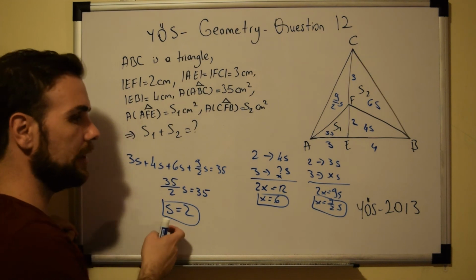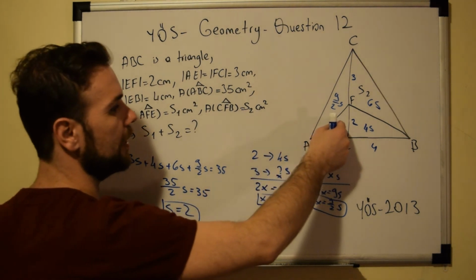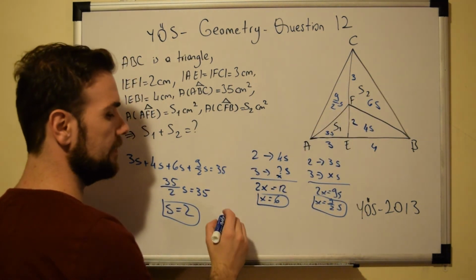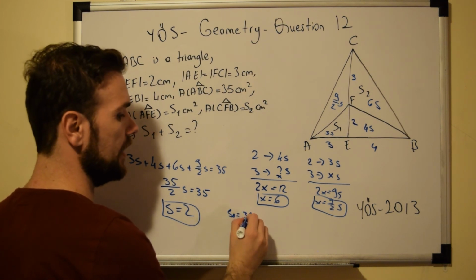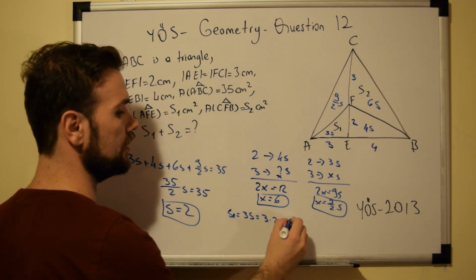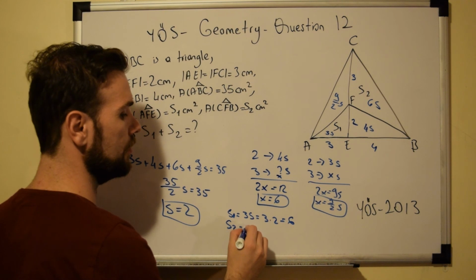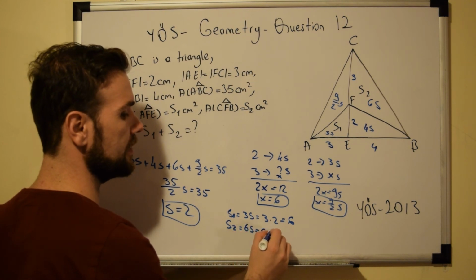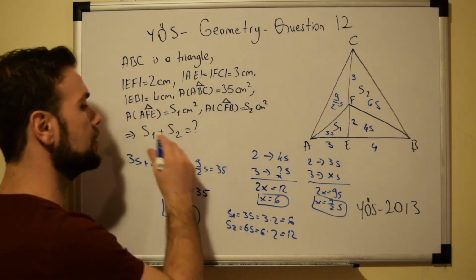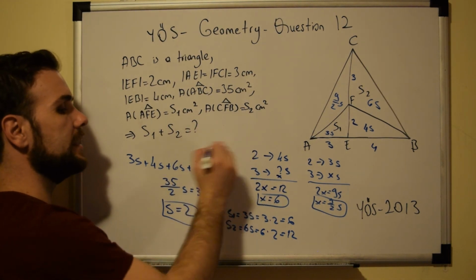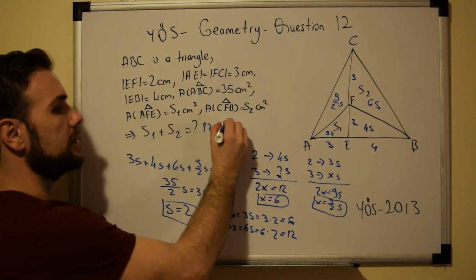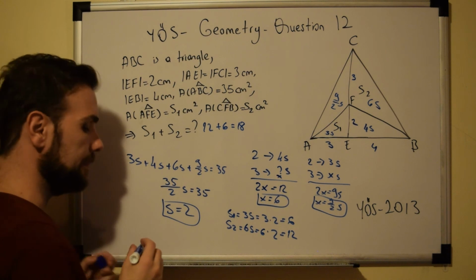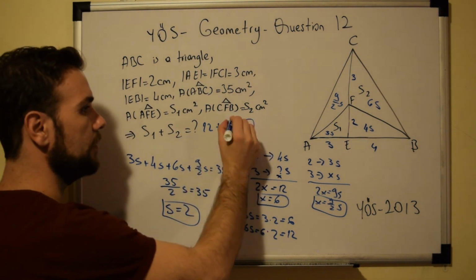Now that we found the value of s, we can easily find the value of S1 and S2. What is the value of S1? It is 3s, which is equal to 3 times 2, which is equal to 6. S2 is equal to 6s, which is equal to 6 times 2, which is equal to 12. So the sum of S1 and S2 is equal to 12 plus 6, which is equal to 18. And this is the right answer for this question.